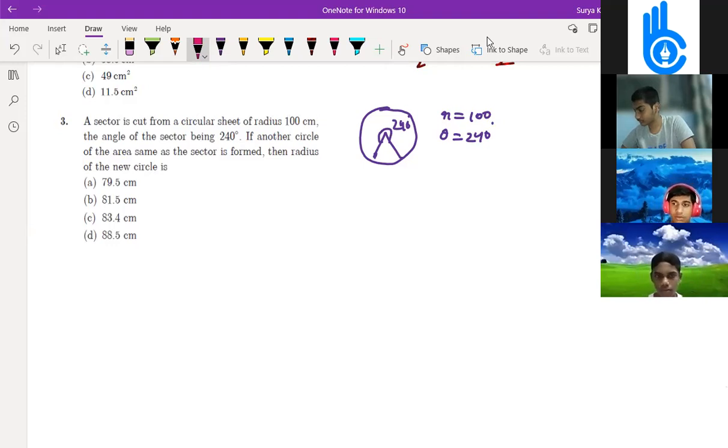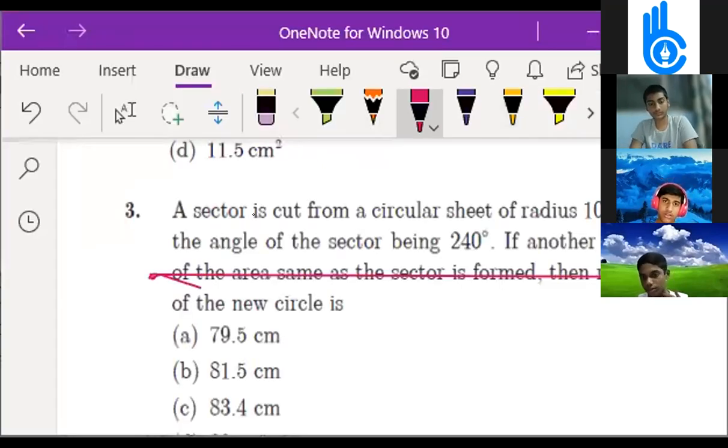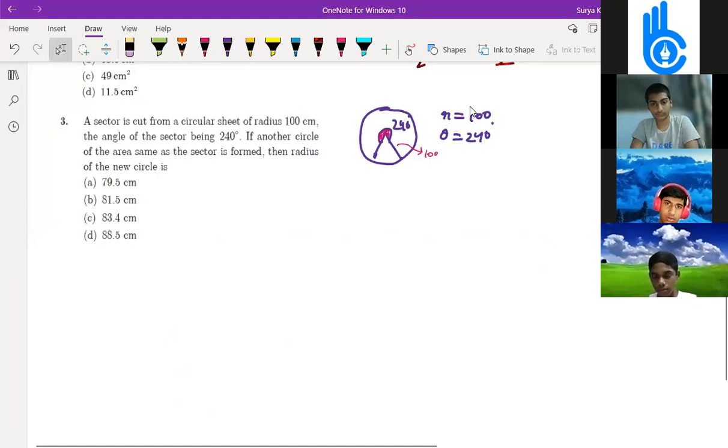First we have drawn here, this is 240 degrees, the sector is 240 degrees. So the radius is 100. We directly put the formula theta by 360 into pi r square. We just put the value of pi there.